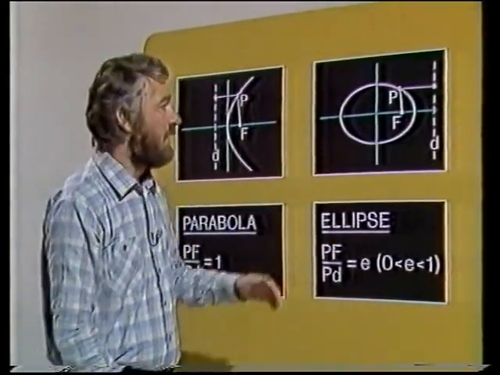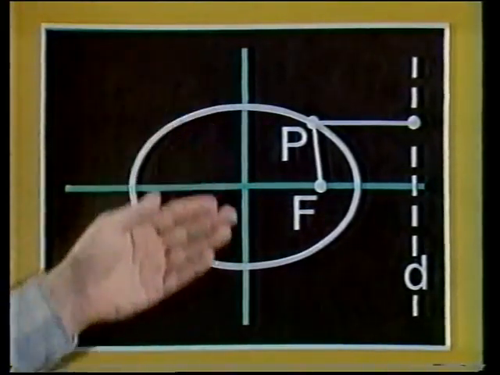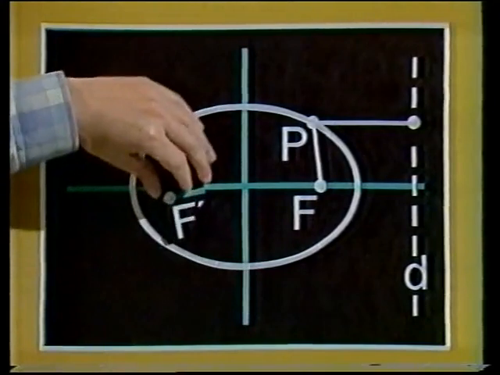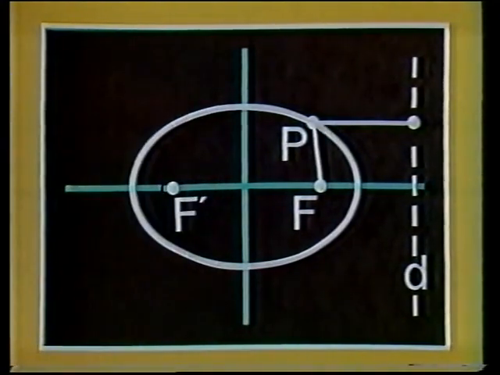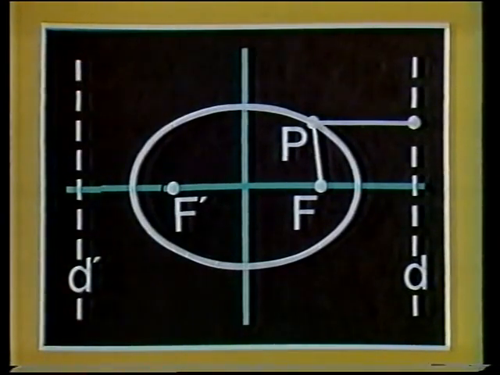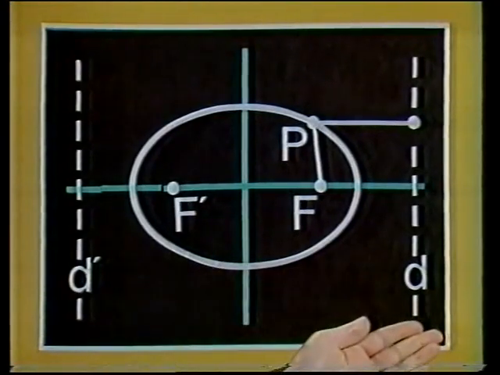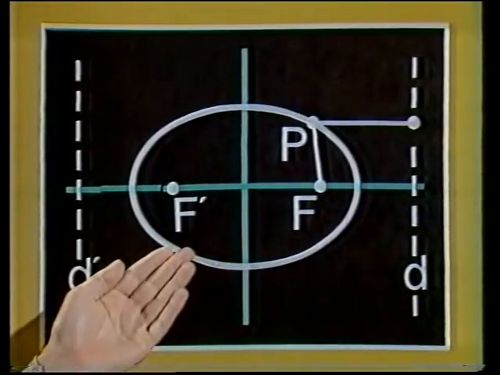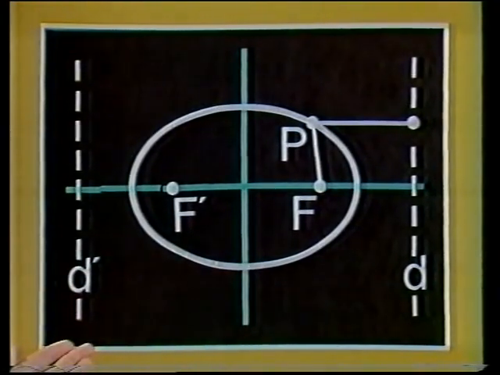But there's another thing that we can see from this ellipse. Because the ellipse is symmetric, then this point, F dashed, and this line, D dashed, form another focus directrix pair, which also generate the ellipse. But we must remember that this focus goes with this directrix, and this focus goes with this directrix. Because this property applies to all ellipses, we say that the ellipse has two foci and two directrices.